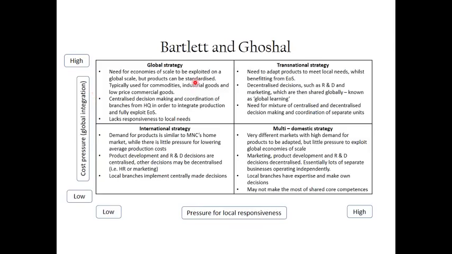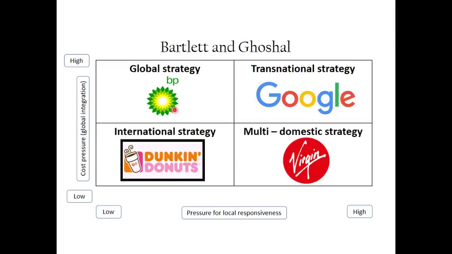We're going to have centralized decision making in this strategy, because the headquarters is where we're operating, or we might not be manufacturing there, but at least the headquarters is determining the global supply chain in order to maximize those economies of scale and produce at the lowest possible cost. However, we are going to lack responsiveness to local needs.